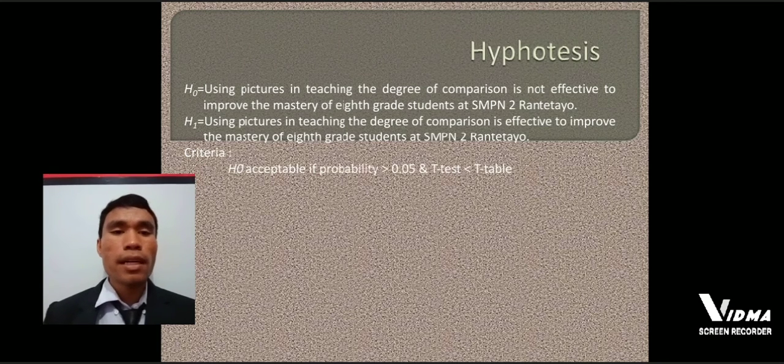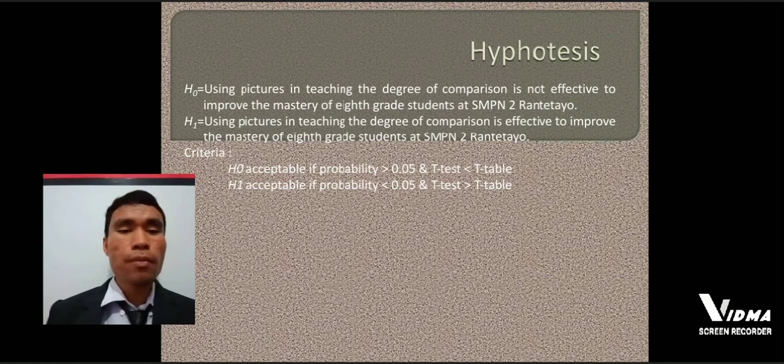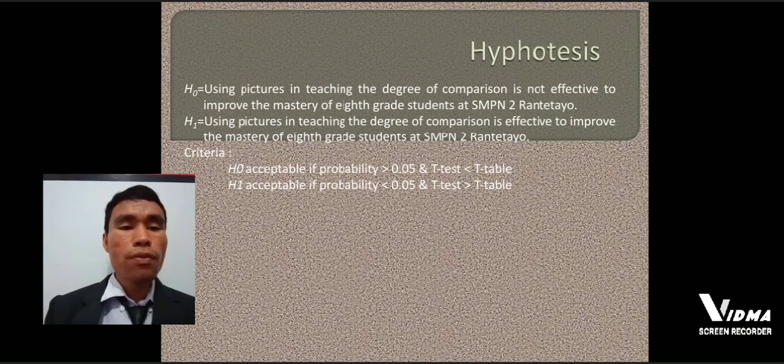There are two criteria for when we can accept H0 or H1. H0 is acceptable if the probability is more than 0.05 and the t-test is lower than the t-table. And H1 is acceptable if the probability is lower than 0.05 and the t-test is more than the t-table.